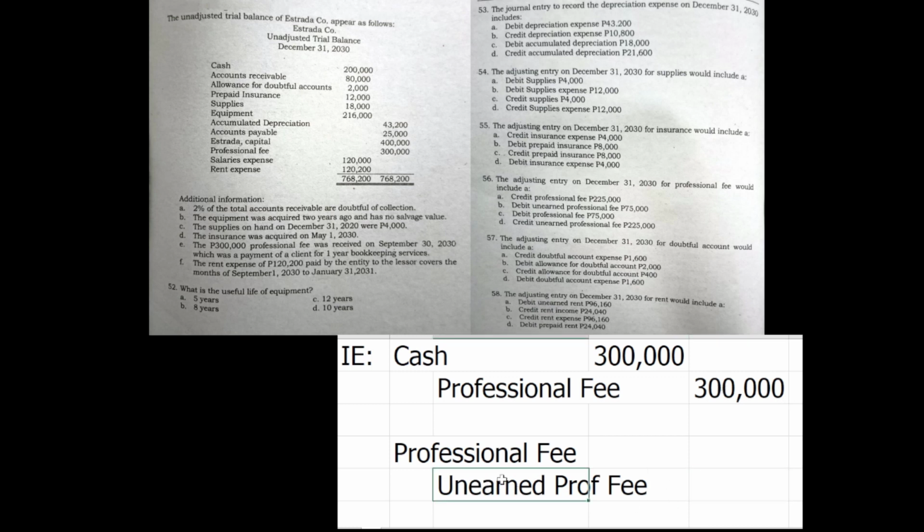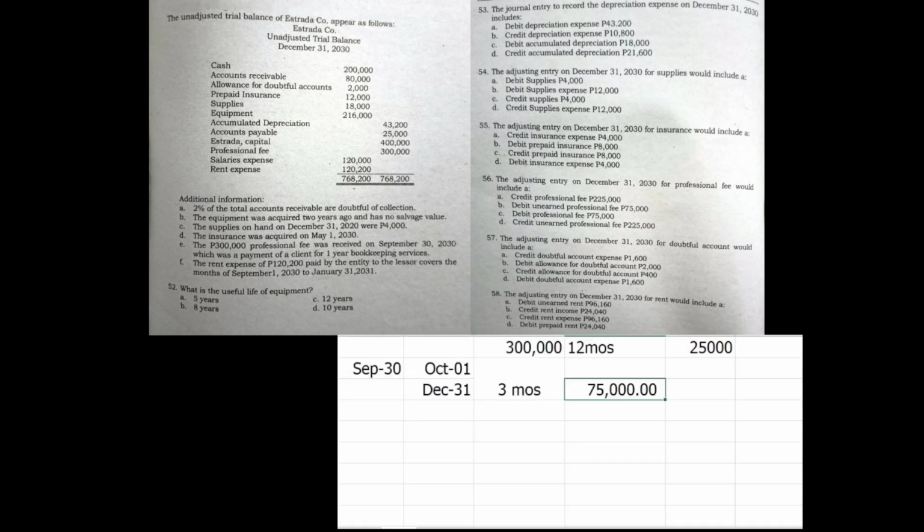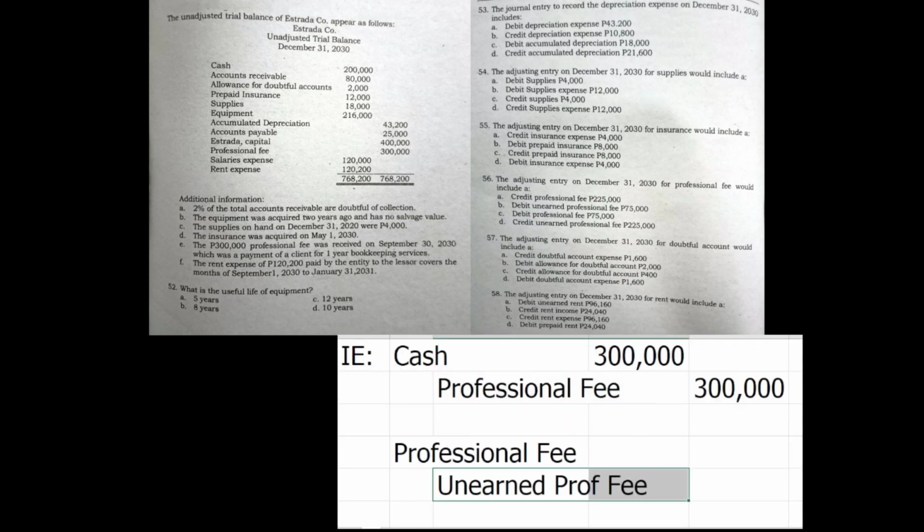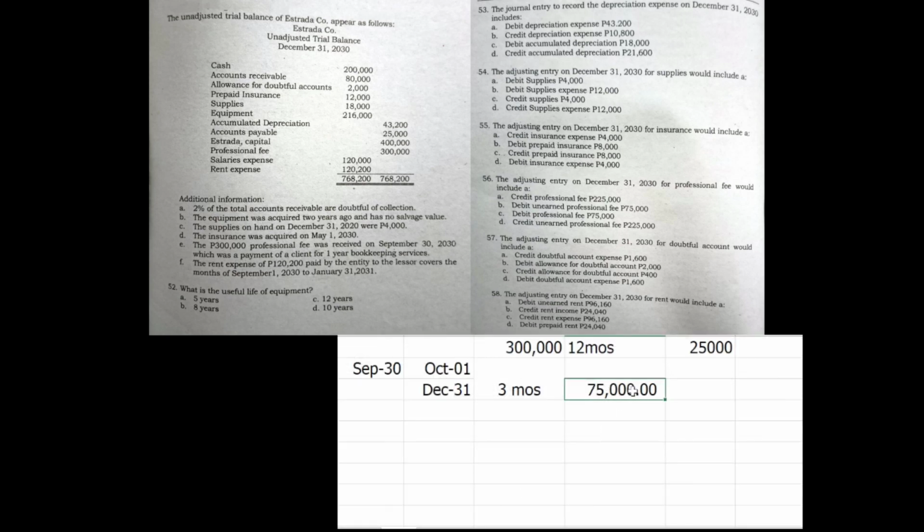So, itong naka-credit na to, this is a liability account. So, para ma-reflect natin yung totoong professional fee, kasi nga yung professional fee lang is 75,000, mangyayari, i-deduct natin 300 less 75. So, magkano ba yan? 300 less 75, that is 225,000.